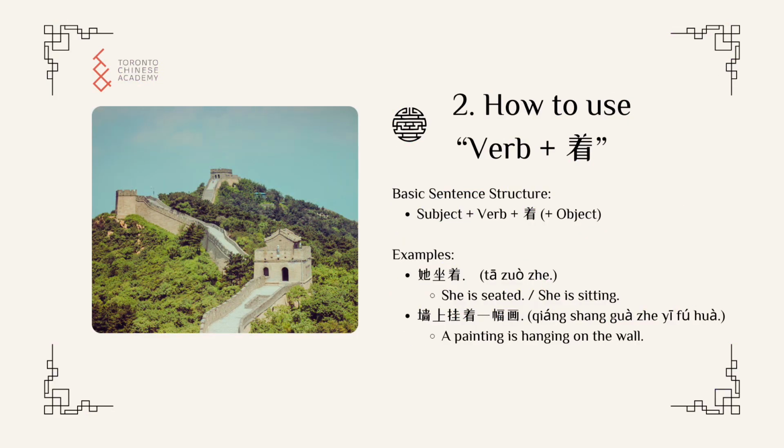Now, let's take a look at the different ways that you can use verb plus 着. The basic sentence structure is subject plus verb plus 着, and sometimes you can add the object. For example, you could say 她坐着, she is seated, or she is sitting. As another example, you could say 墙上挂着一幅画, a painting is hanging on the wall.